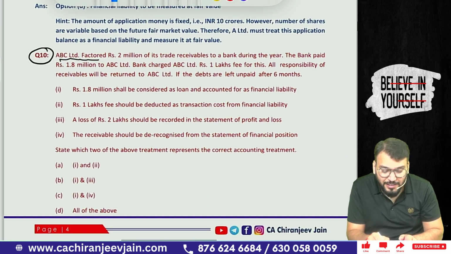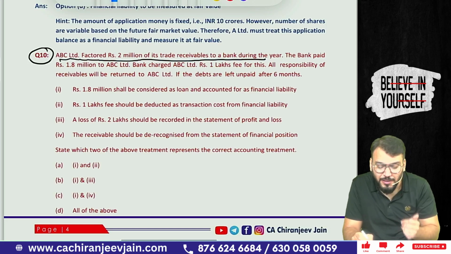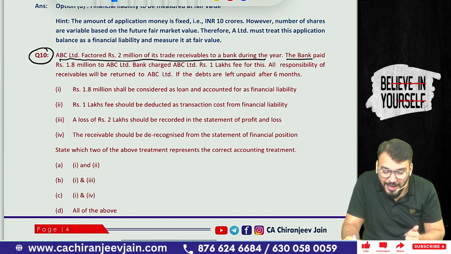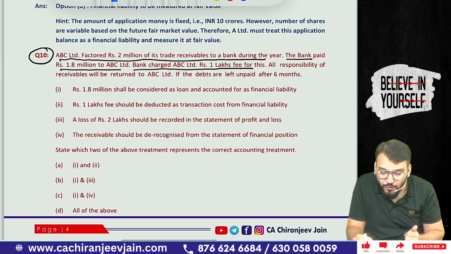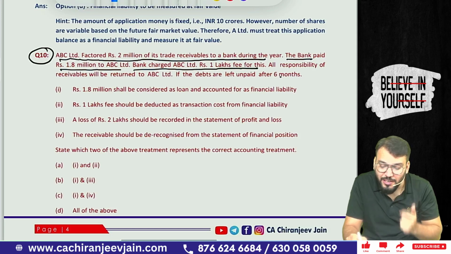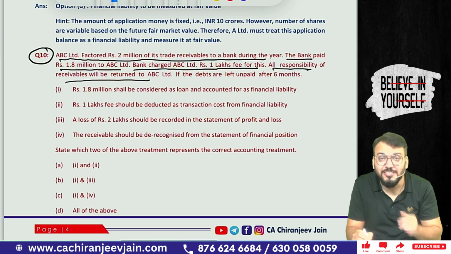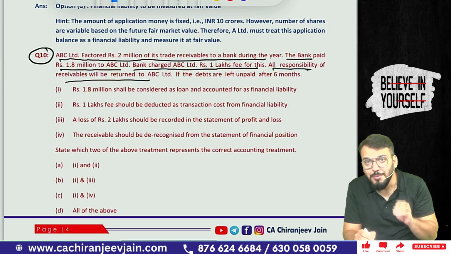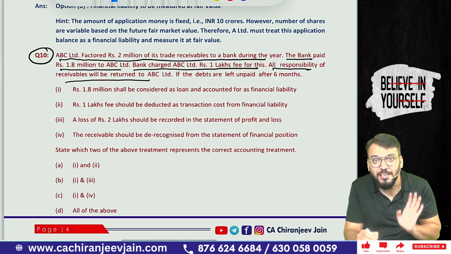ABC Limited factored rupees 2 million of its trade receivable to a bank during the year. Factored means they have transferred the receivable. The bank paid rupees 1.8 million to ABC Limited. The bank charged ABC Limited a rupees 1 lakh fee for this. All responsibility for the receivable will be returned to ABC Limited, which means risk and reward has not been transferred. And whenever risk and reward is not transferred, the financial asset cannot be de-recognized.